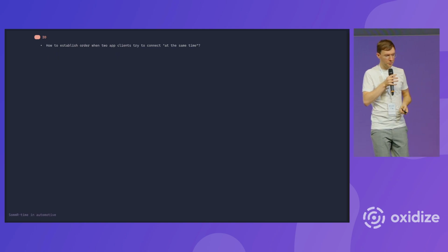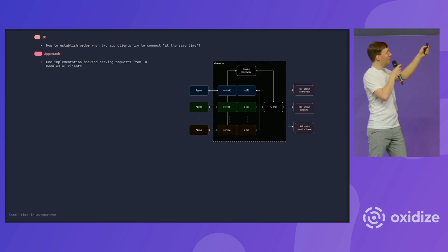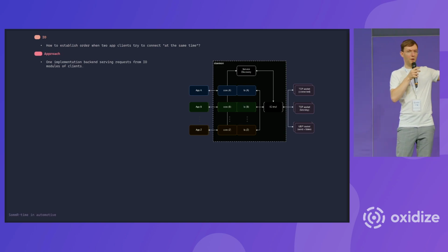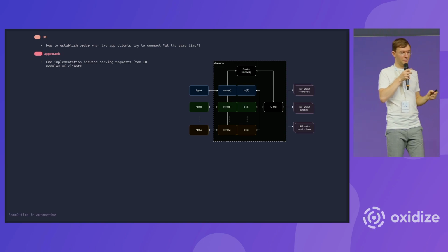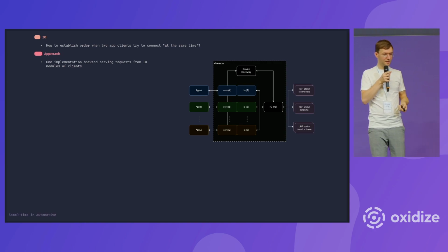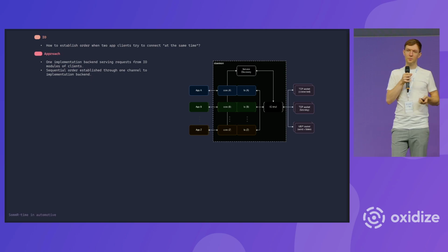Okay, how do we establish an order when 2 clients try to connect at the same time? Let's remember our chart from the architecture. The good thing is we have one application backend. So there's one backend that serves all the requests, and that means there will be a sequential order established through this one channel pulling out data.